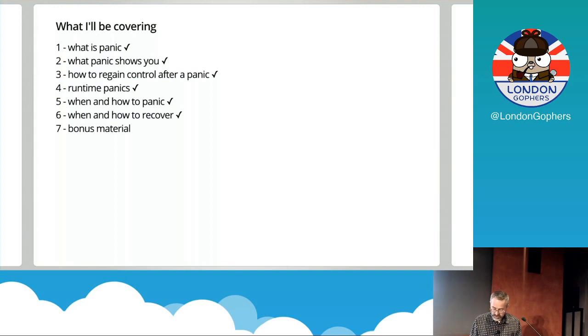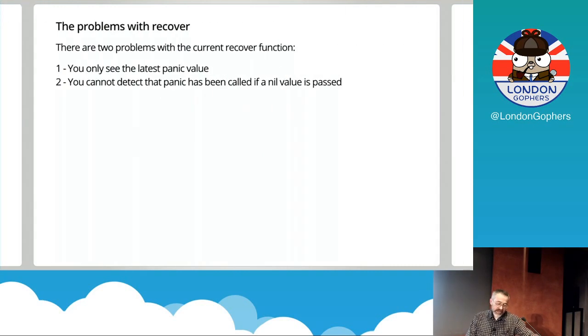Okay, that's mostly it. There's a bit of bonus material here now. As I've discussed through this talk, there are a few problems with recover. Firstly, you only see the latest panic value. If you panic and then one of your deferred functions panics again, you only see the value of that second panic. Somebody might have given you a nice helpful message lower down telling you what the problem was, but you lose that because it gets overwritten by the latest panic value, and you can't detect that panic has been called if a nil value is passed.